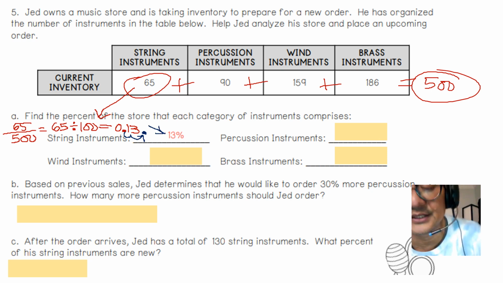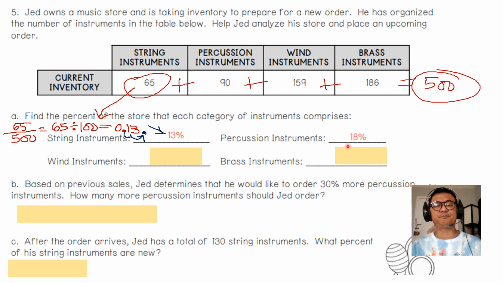Got it? Okay, try the next three. Then I'll show you the answers. Pause. Okay, here we go. Here are the answers. So percussion, 90 divided by 500, you will get 0.18. 0.18 becomes 18%. Next, 159 for wind divided by what? The total. Go back to the total. By 500, you will get 0.318.